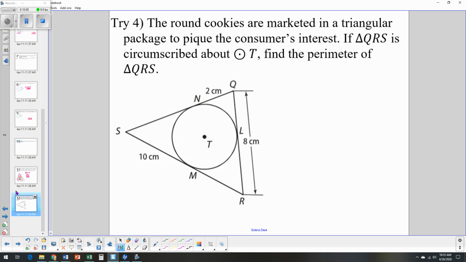Same idea. We have round cookies being placed in a triangular package. We want to find the perimeter of the package, the triangle QRS. So go ahead, pause when you're ready, check your answer.